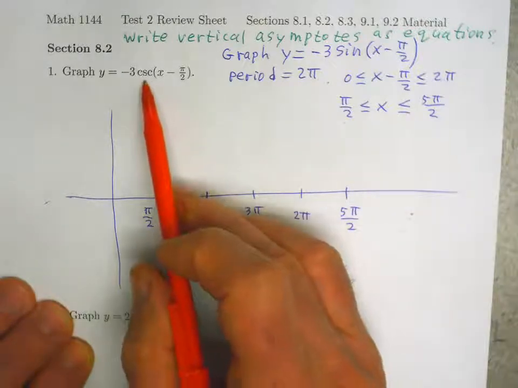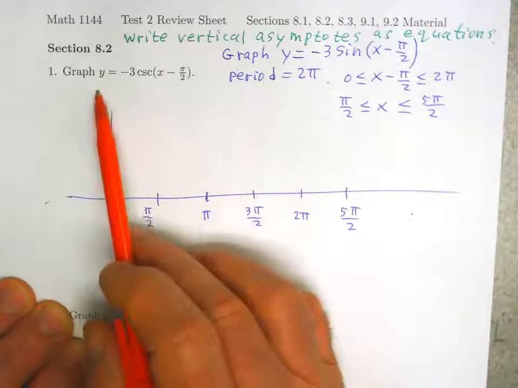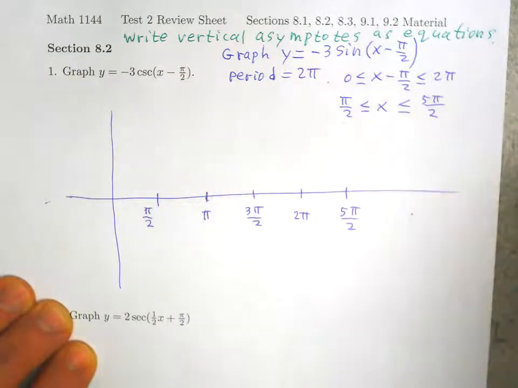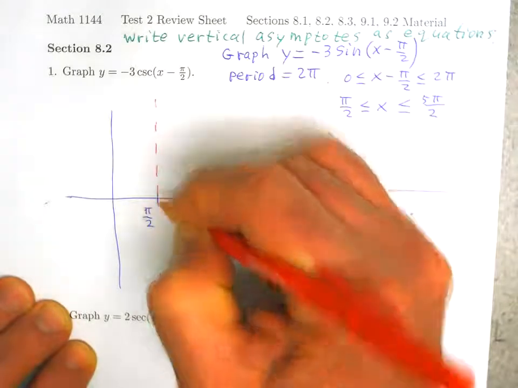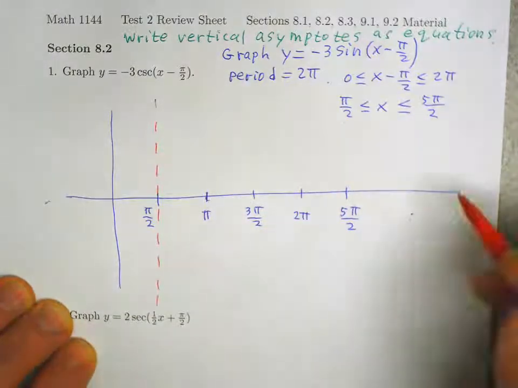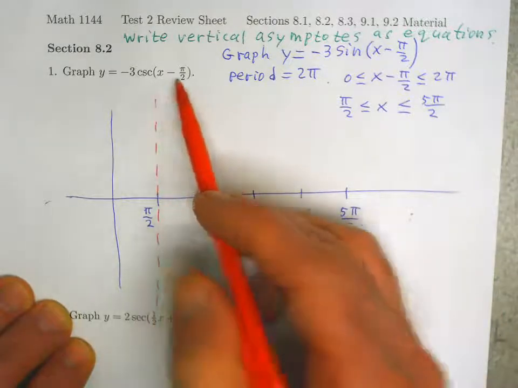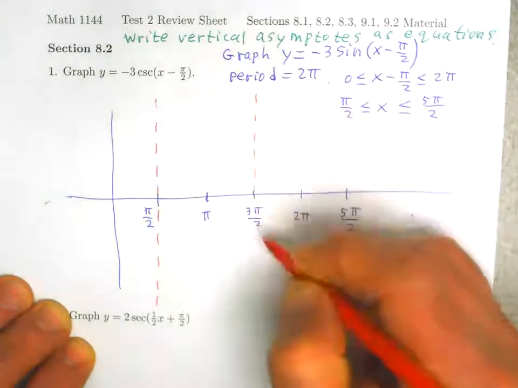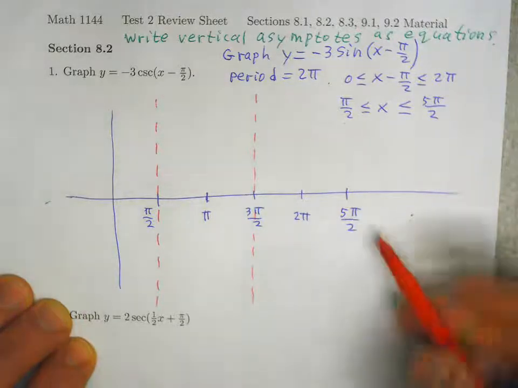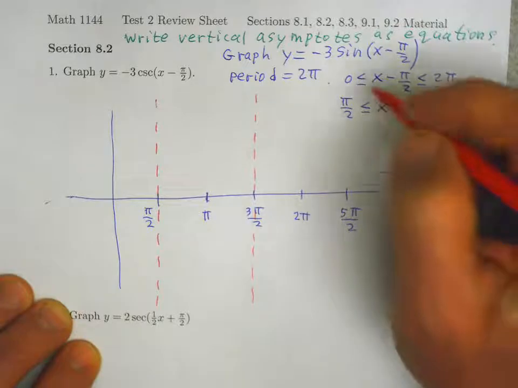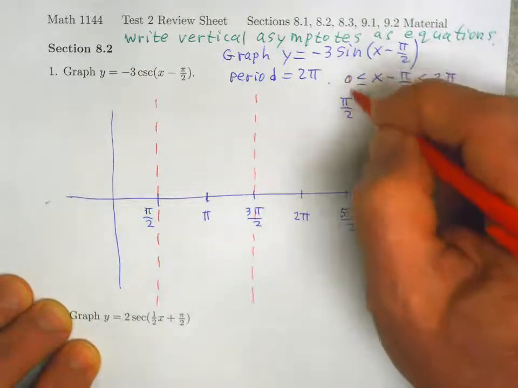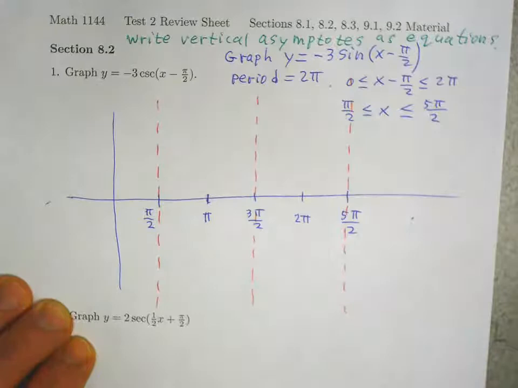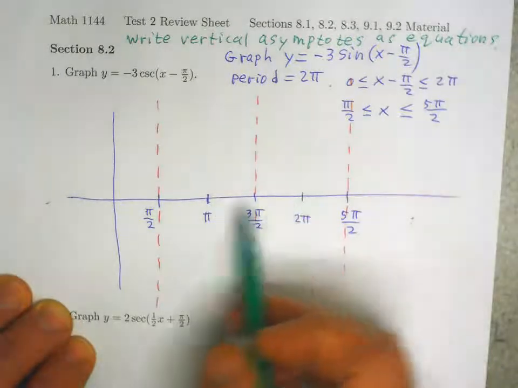Okay, so the cosecant function, this particular cosecant function, when x is pi over 2, cosecant of 0 is undefined. So that's where it has a vertical asymptote. At 3 pi over 2, 3 pi over 2 minus pi over 2 is pi. Cosecant of pi is undefined because sine is 0 there. And then also at 5 pi over 2, cosecant of 2 pi is undefined, so we have a vertical asymptote. Okay, but we're just going to first sketch the sine function.